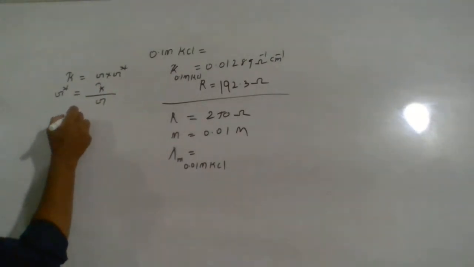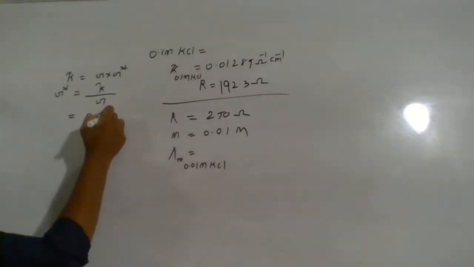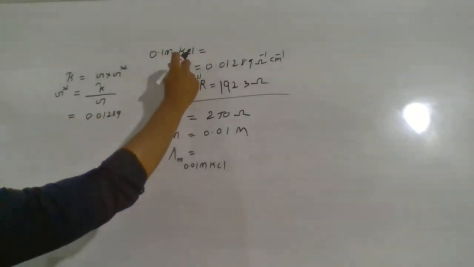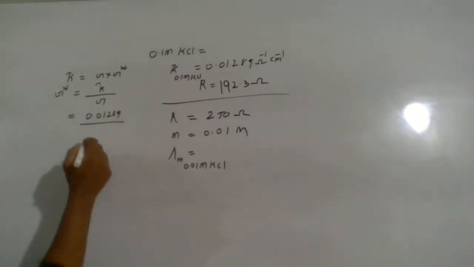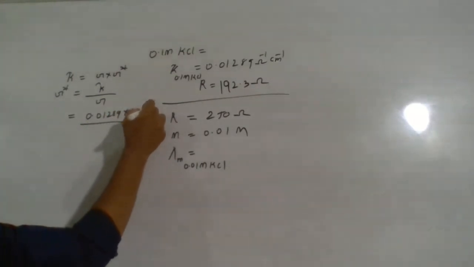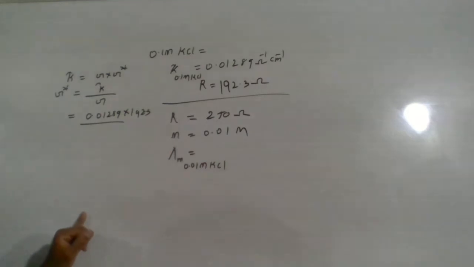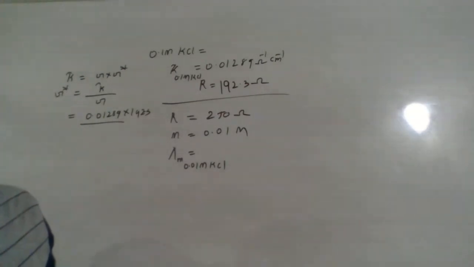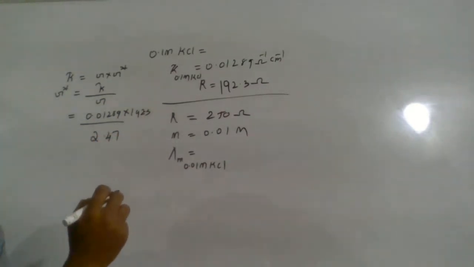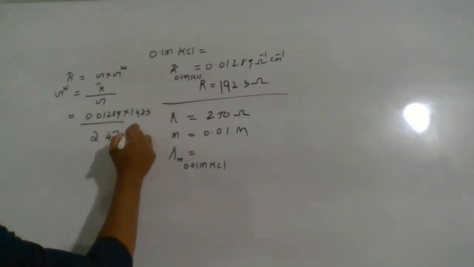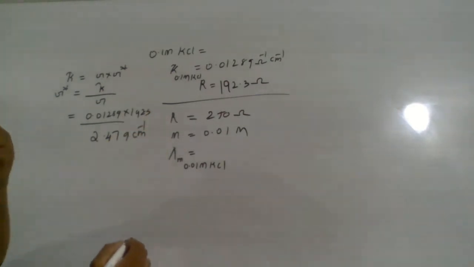So conductivity we have is 0.01289. I'm talking about the first solution. Divided by conductance, which is the inverse of resistance, 1 by 192.3. So the answer will be the cell constant. You're going to get 2.479 centimeter inverse. So that is our value for the cell constant. We got the cell constant, that's good.